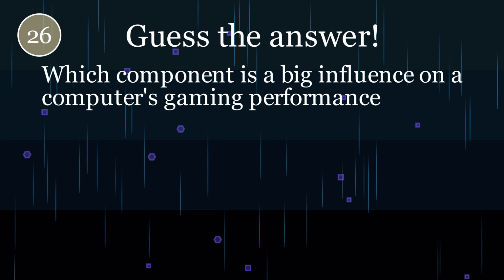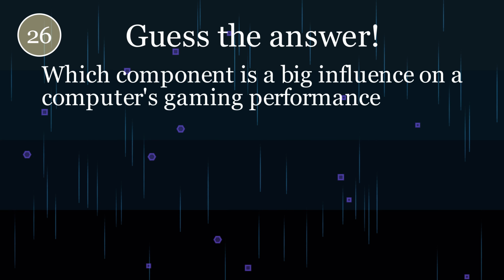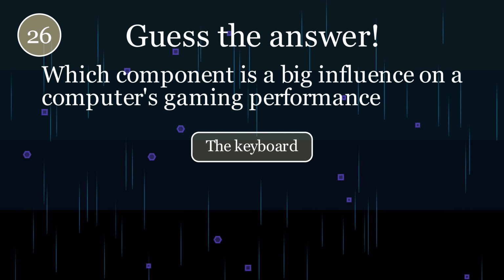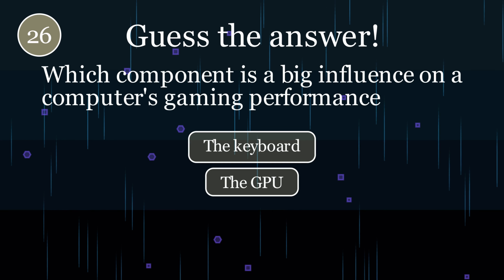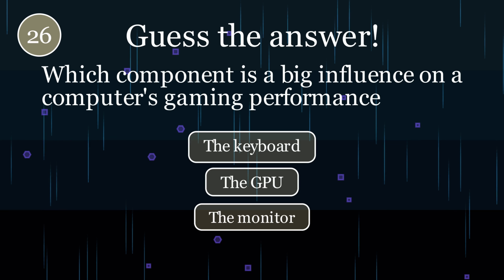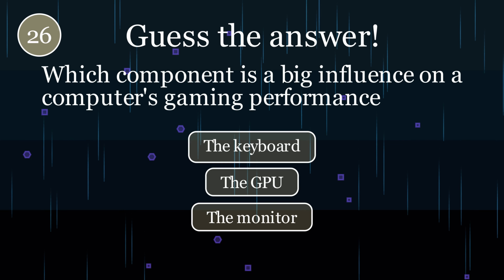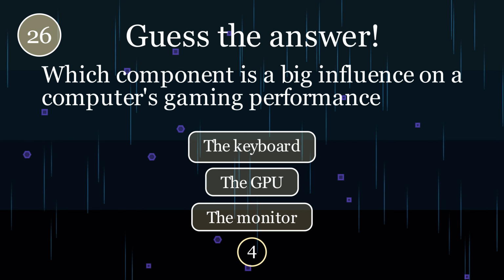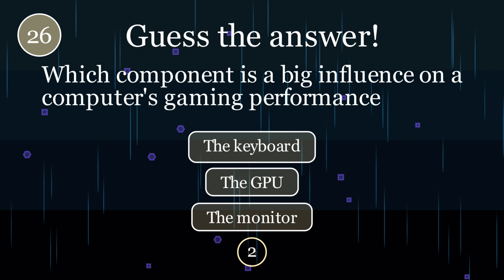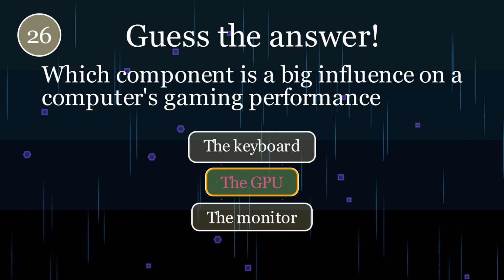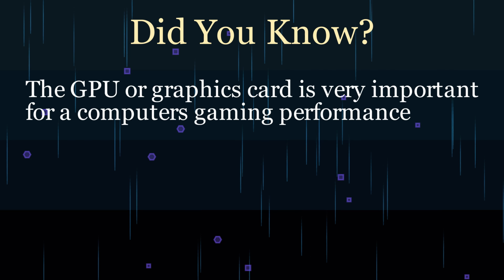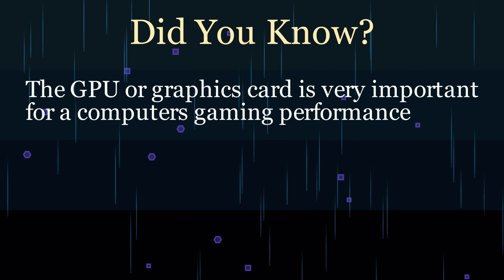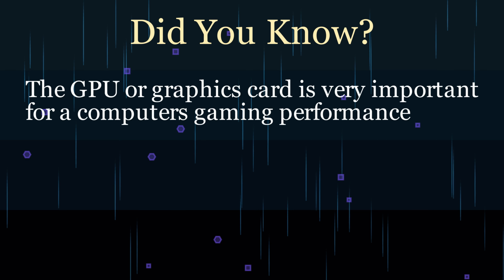Which component is a big influence on a computer's gaming performance? The keyboard. The GPU. The monitor. The correct answer is the GPU. Did you know? The GPU or graphics card is very important for a computer's gaming performance.